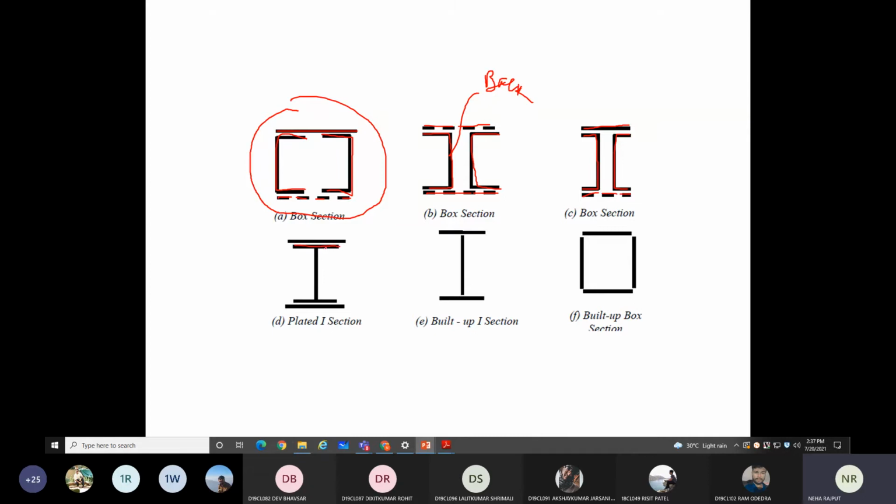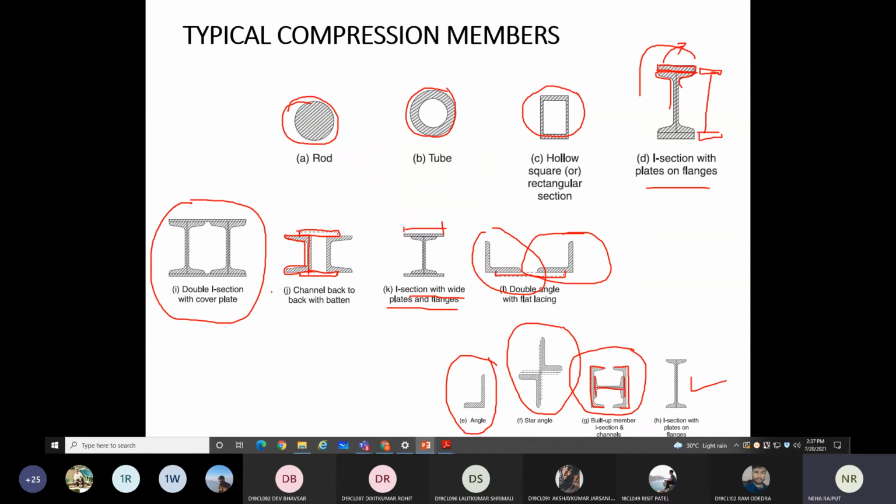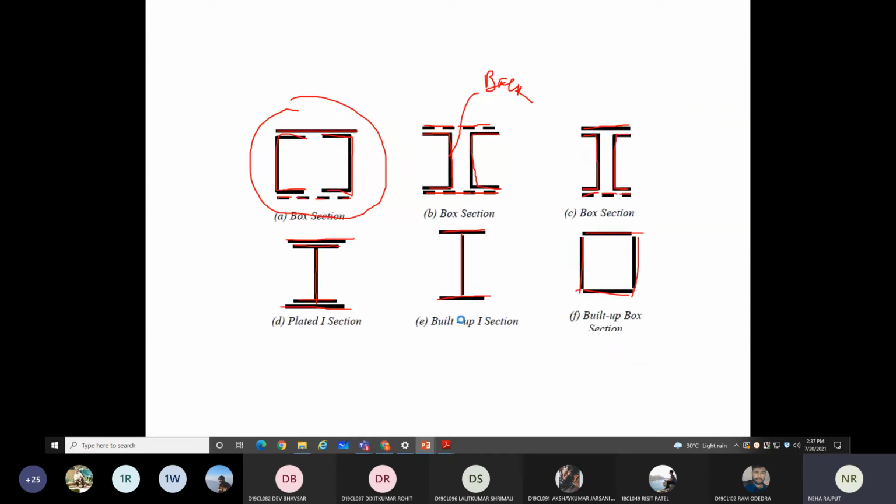Then channel, I section and top and bottom plates. This is called the built-up I section. You can make your own dimension for the I section, and this is the built-up box section. Means the angle section or channel section are making some box type of section. Right. So these are the typical compression members that we are going to use for the steel column design.